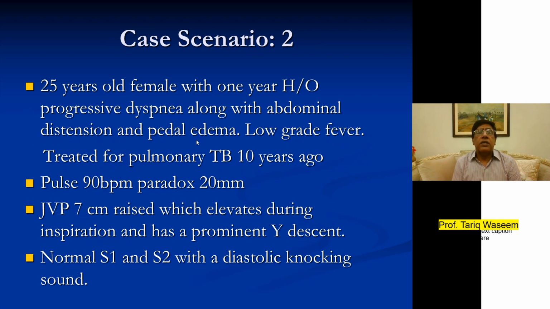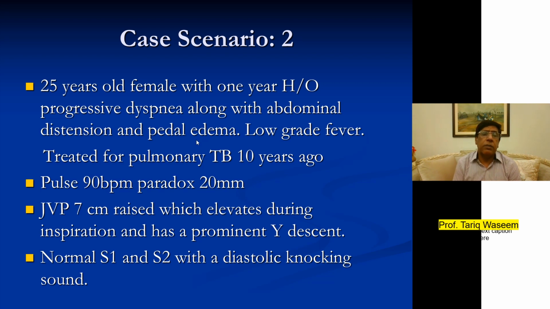A second case is a 25-year-old female who had a 1-year history of progressive dyspnea along with abdominal distension and pedal edema. She also has low-grade fever for some time, and there is a history that she was treated for pulmonary tuberculosis about 10 years ago, right, when she was at the age of 15. So this is a long history of dyspnea along with abdominal distension and pedal edema.